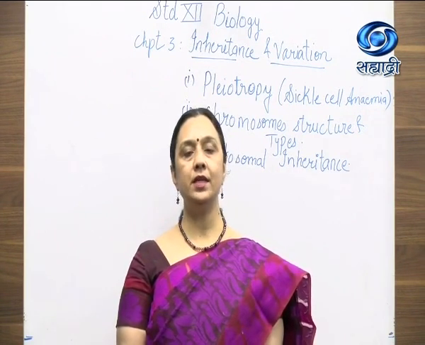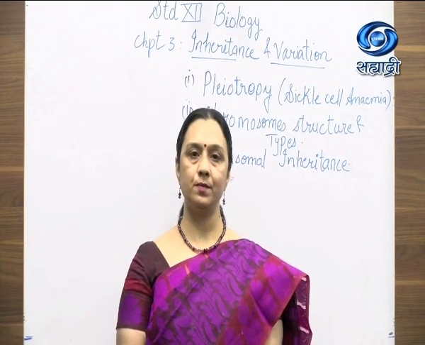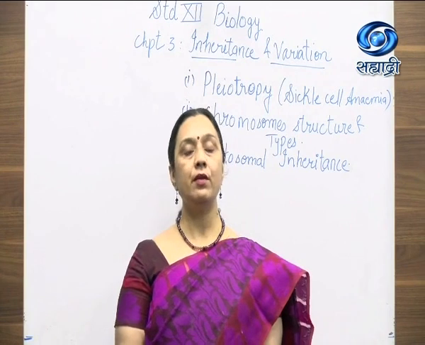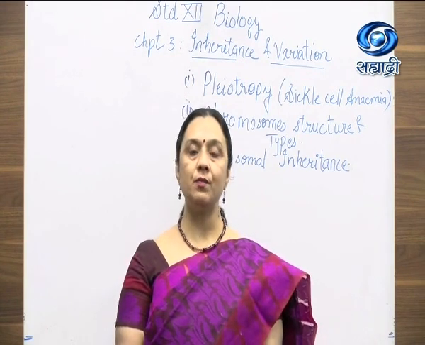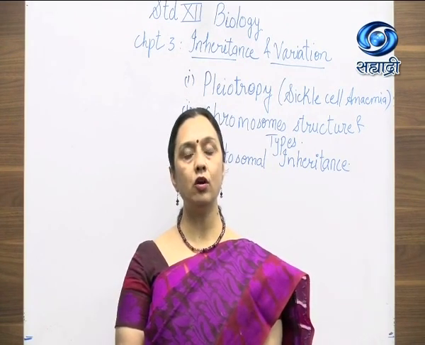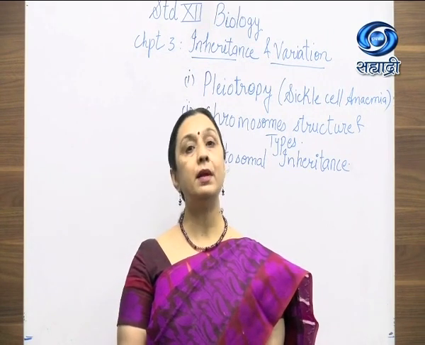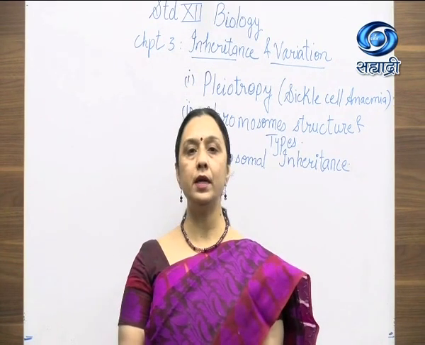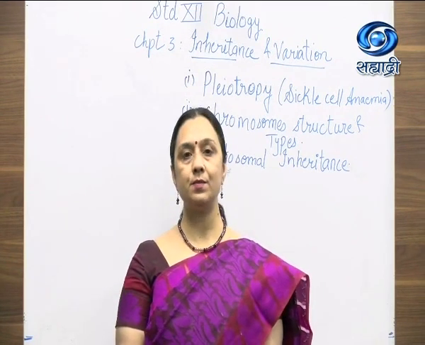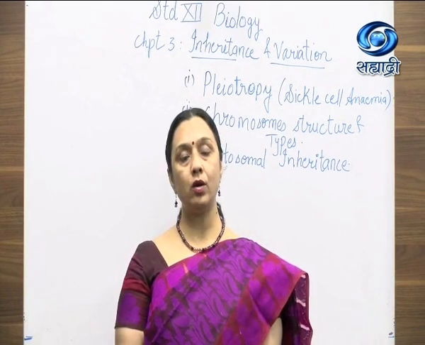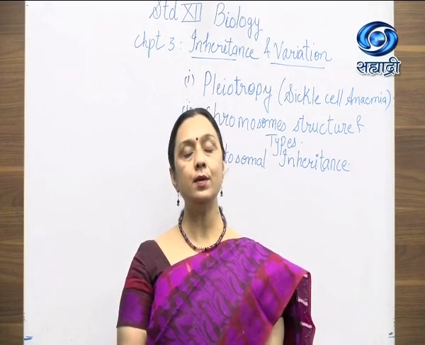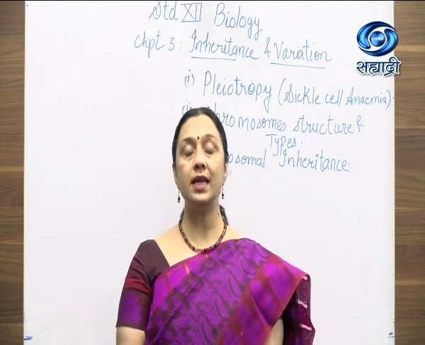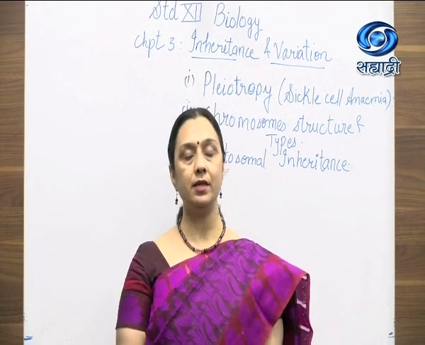We had started with chapter 3, Inheritance and Variation, and we have finished lots of topics from this chapter. We have discussed a lot of definitions, then monohybrid cross, dihybrid cross, Mendel's three laws: law of dominance, law of independent assortment and law of purity of gametes. We also discussed backcross and test cross. After that, we studied post-Mendelism, where we studied codominance, incomplete dominance, and multiple allelism.